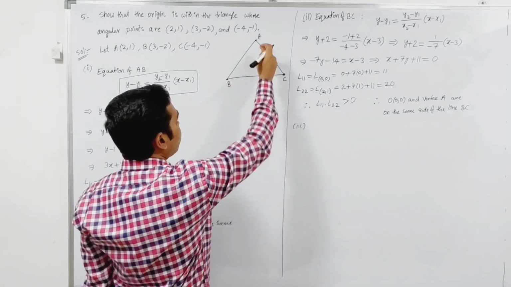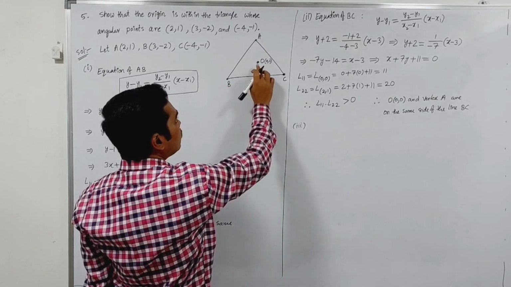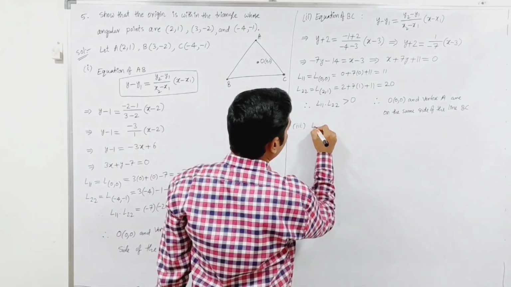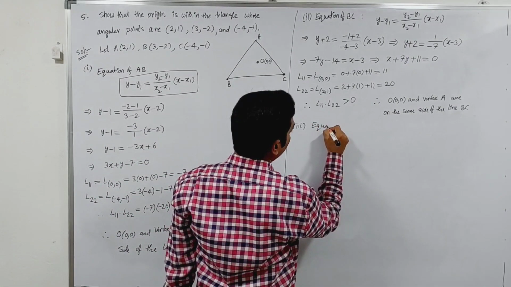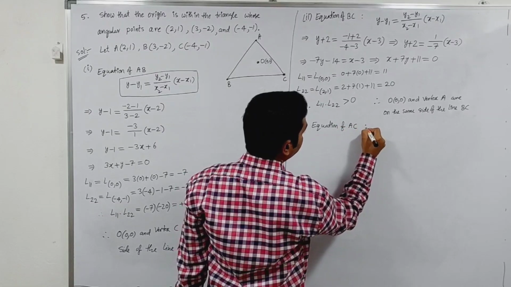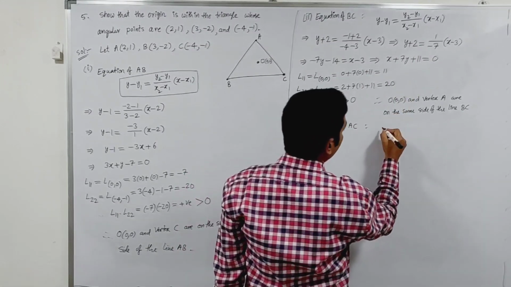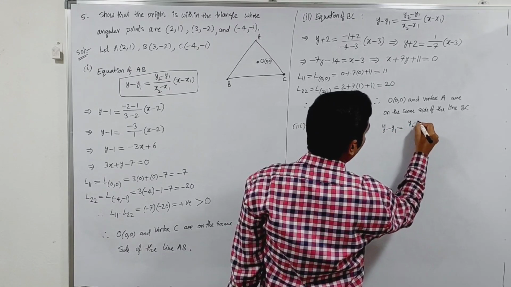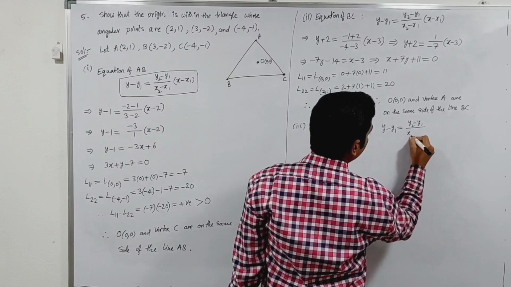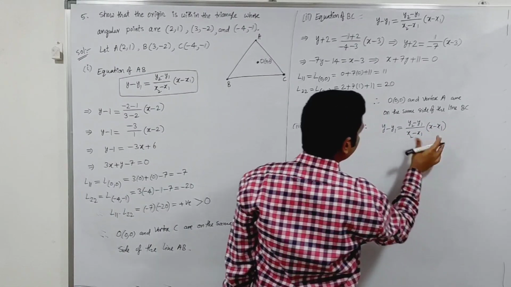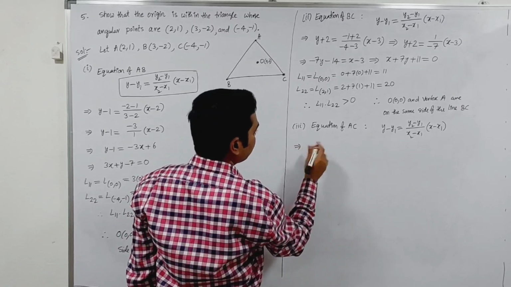What are the remaining points according to AC? B and O are the remaining points according to AC. Okay. Now find out the equation of AC. Equation of AC: same formula, using the two-point form of a straight line, that is y minus y1 is equal to (y2 minus y1) by (x2 minus x1) times (x minus x1). By using this formula, find out the equation of AC.